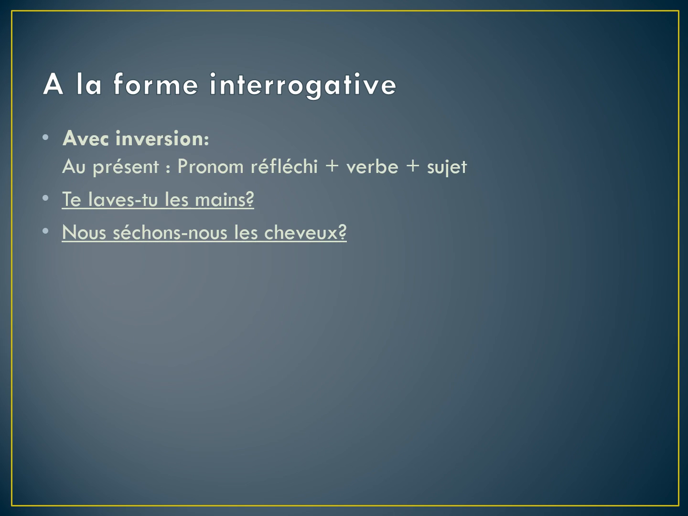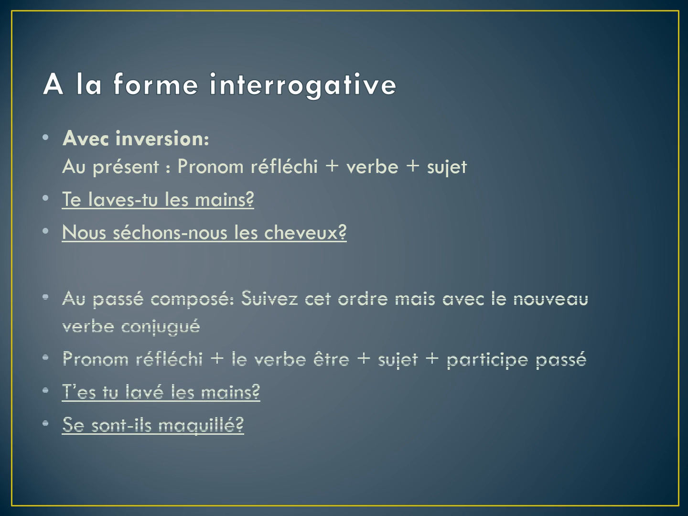With inversion, it gets a little trickier. We have here first the present tense with inversion, and then we compare it to the passé composé with inversion. Now, for both tenses, the reflexive pronoun me, te, se, nous, vous, se is the first word in the sentence. The rest of the sentence comes with a little bit of practice.